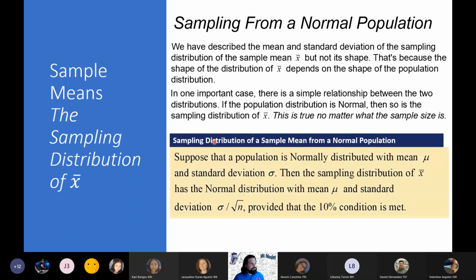So we get this general idea here for the sampling distribution of a sample mean from a normal population. Suppose that a population is normally distributed with mean mu and standard deviation sigma. Then the sampling distribution of X bar has the normal distribution with mean mu and standard deviation of sigma divided by the square root of n, provided that the 10% condition is met. So again, can't do the standard deviation if the 10% condition is not met.